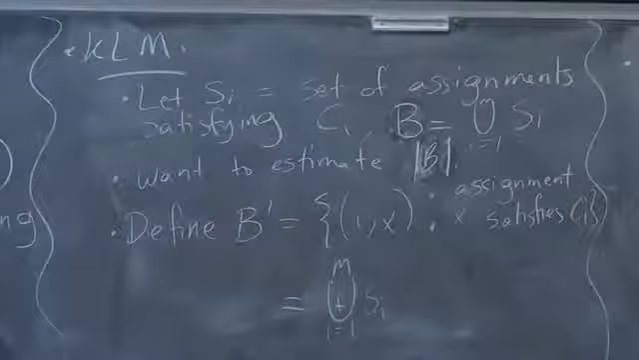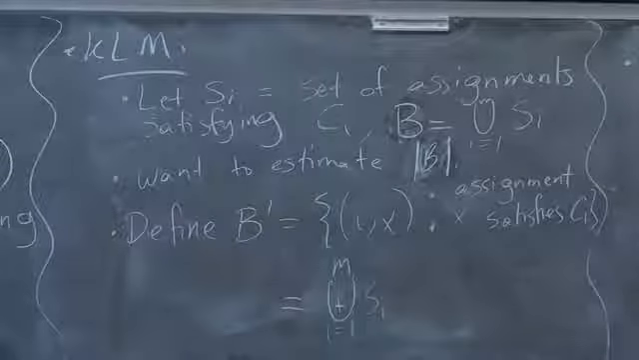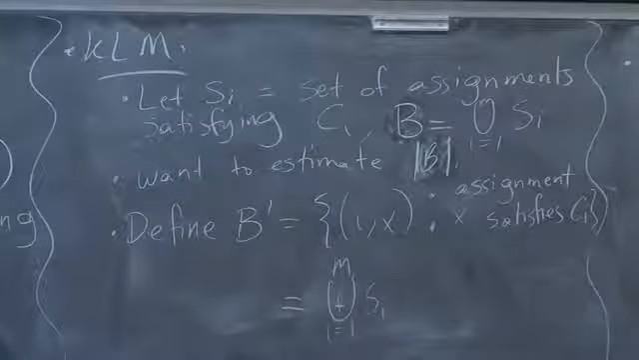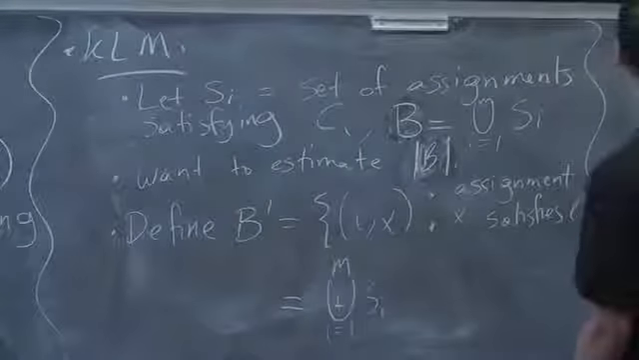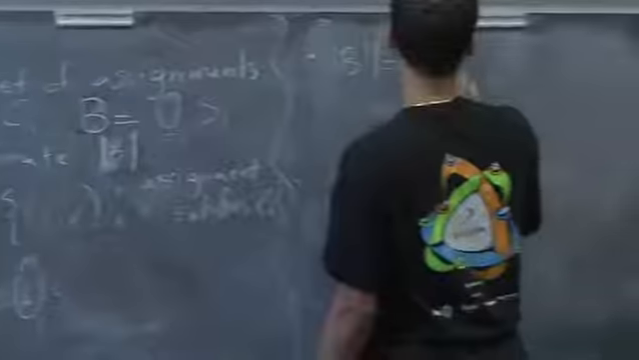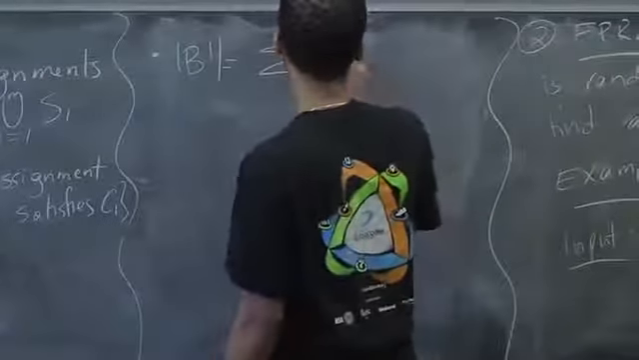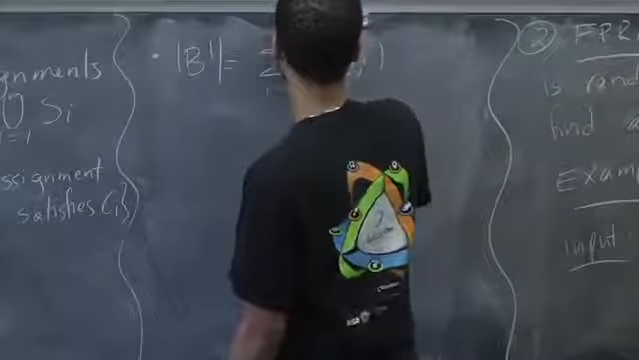Explain your nod. Well, it's the sum of the sizes of each SI, and that's something I can count because it's just two numbers. Right. So the point is, the size of B prime is the sum of the size of SI, where I goes from 1 to m.